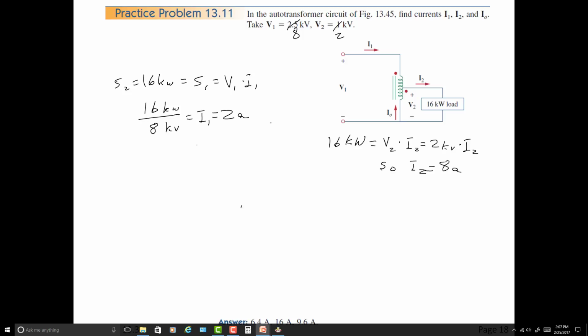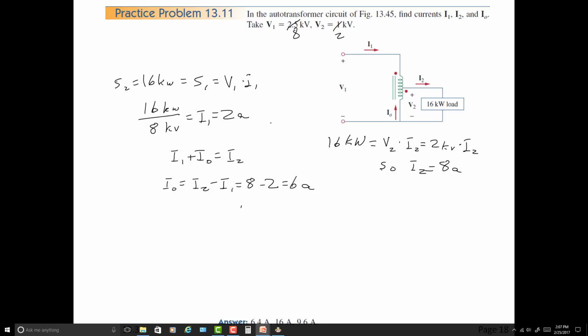And so if we want to know what I0 is, we're doing a summation. I1 plus I0 is equal to I2, according to the diagram. So we just plug in what we know. I0 is equal to I2 minus I1, or 8 minus 2 equals 6 amps.